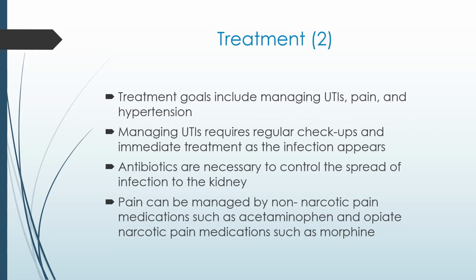Treatment goals will include managing UTIs, managing the client's pain and their hypertension. Managing UTIs will require regular checkups and immediate treatment as the infection appears because the kidney is already compromised, correct? It's already compromised. So if somebody starts out with a very simple urinary tract infection, we don't want that to travel up the urethra and then somehow make its way to the kidney. So now, besides being compromised, now the kidney has an infection. So antibiotics are necessary to control the spread of the infection from getting to the kidney.